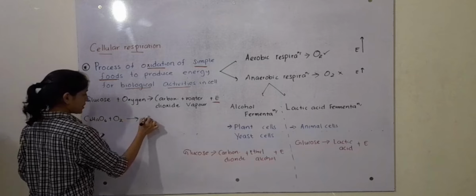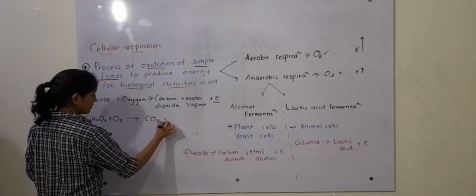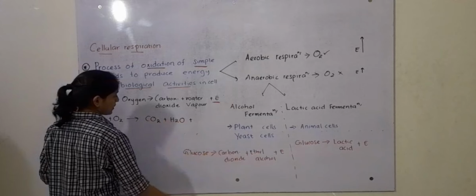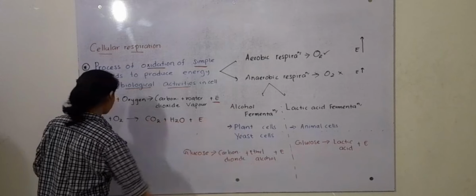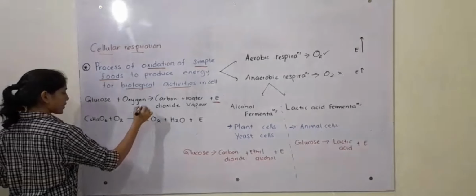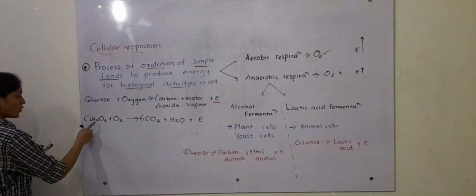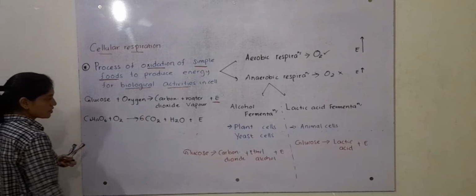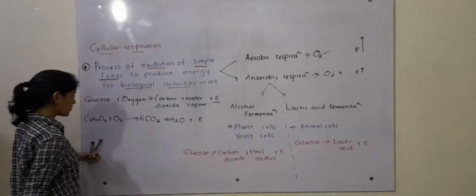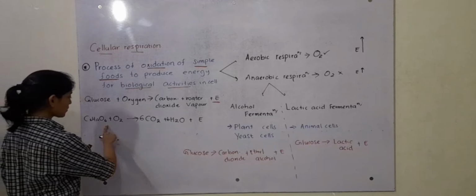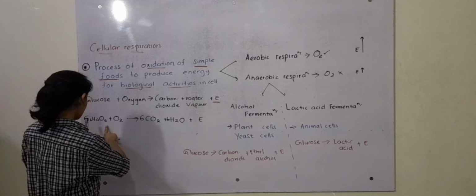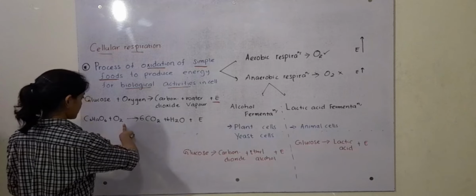glucose and oxygen will form carbon dioxide, water, and energy is produced. So you have 6 carbon here, and you have to have 6 carbon here. Altogether there has to be 12 hydrogen. So here you have to get 12 hydrogen, and then you need to have 6 oxygen.